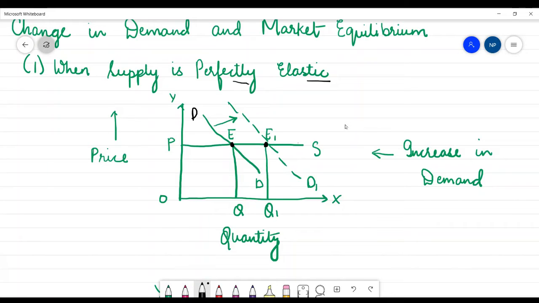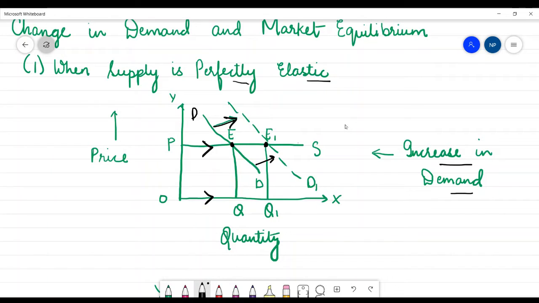The first case we are going to see under this is increase in demand. When demand increases, the demand curve shifts to the right from the demand curve D to demand curve D1. You can see this rightward shift, it changes to the right hand side because of the increase in quantity that is demanded. The supply curve is a horizontal straight line parallel to the x-axis.